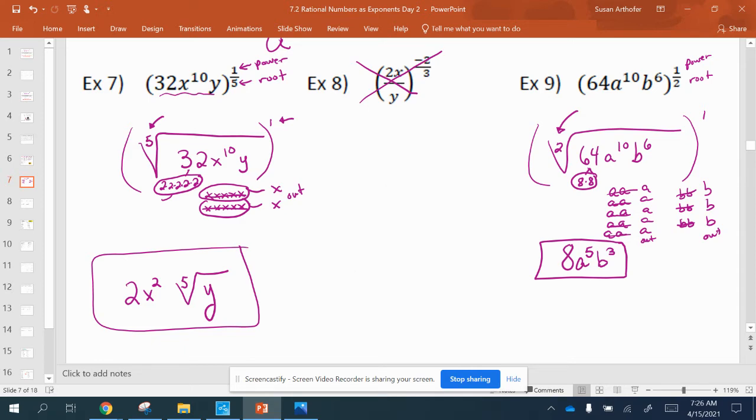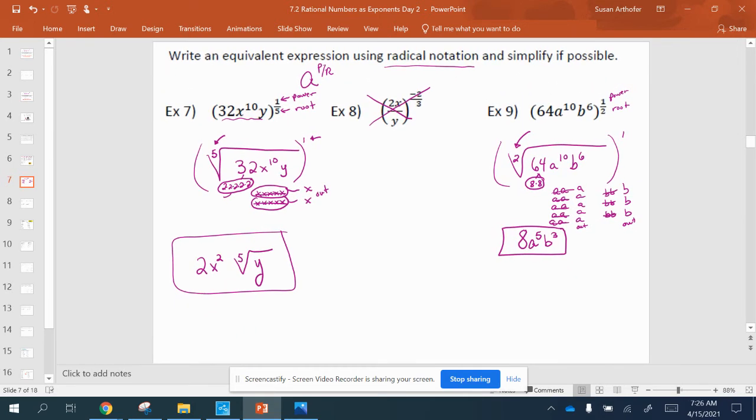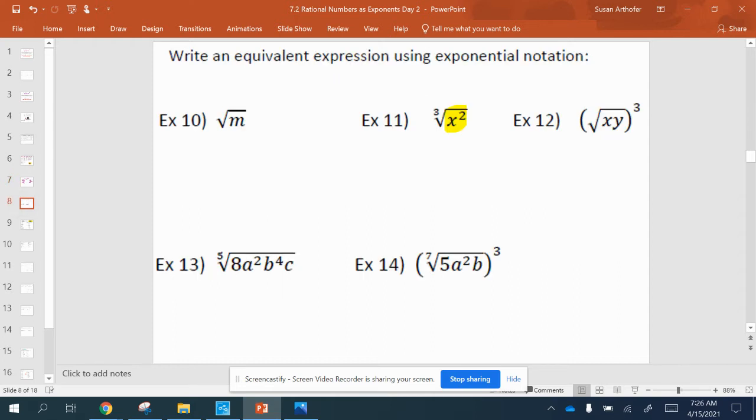Okay, so that's just a bit of review of how to write from an exponent to a radical. Now we're going to do the reverse and finish up the notes. Write an equivalent expression, write it with an exponent. So I'm going to get started with number 11, and then we'll come back to number 10. Number 11 I'm going to start with because you visually see everything. So you should know that this is cubed root. This is to the second power.